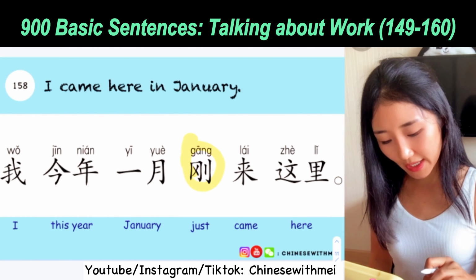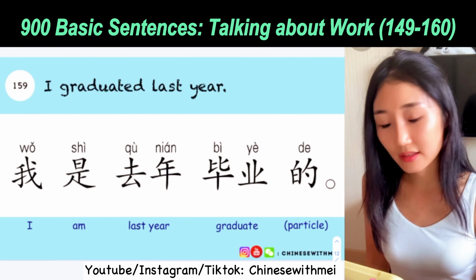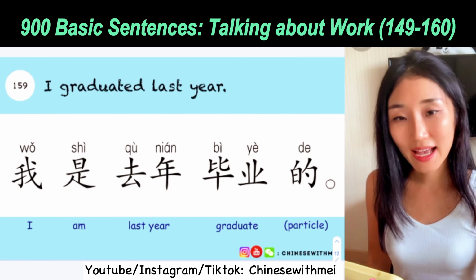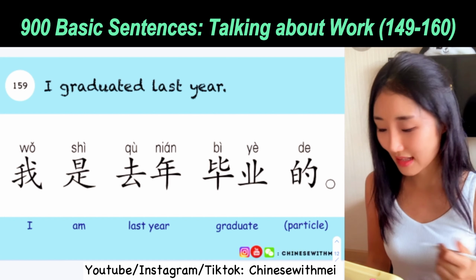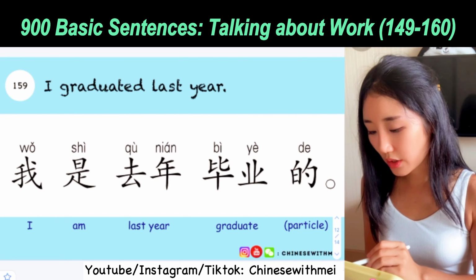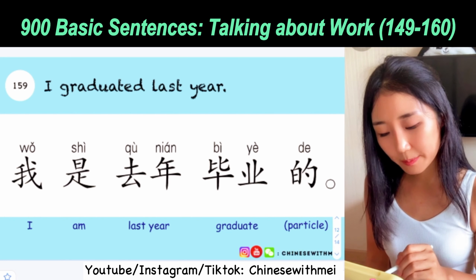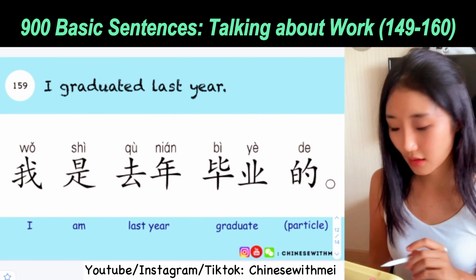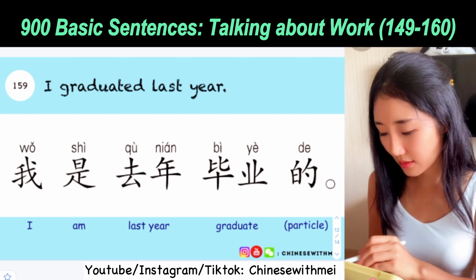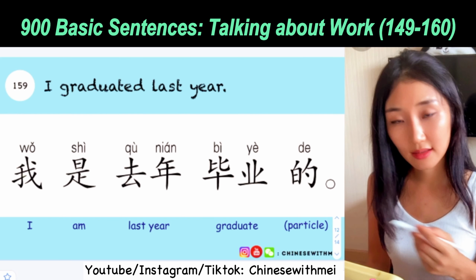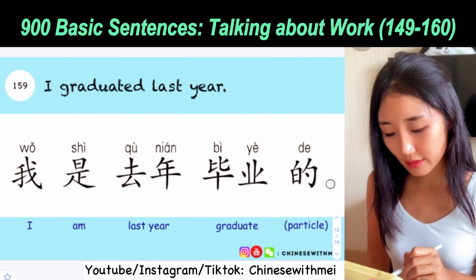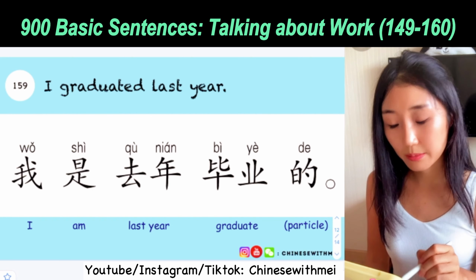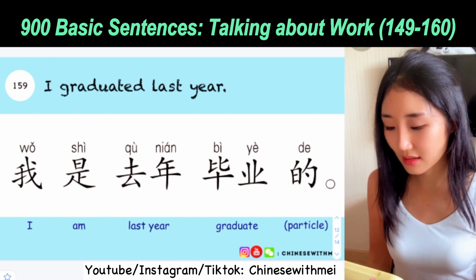And next we have, I graduated last year. And you remember graduated, right? We had it in the first sentence just now. We say 我是去年毕业的。我是去年 last year, 毕业 graduate, 的 the particle. 我是去年毕业的。I graduated last year.